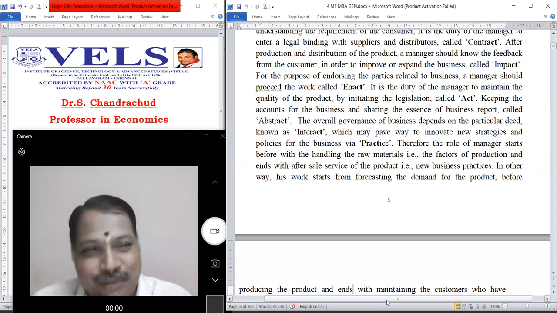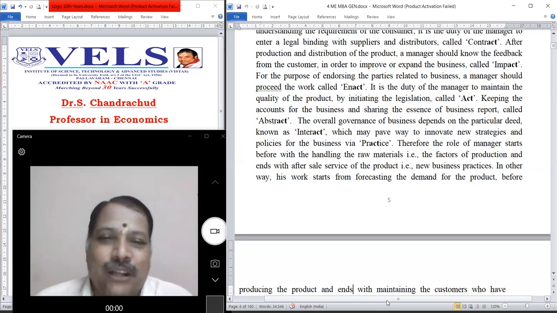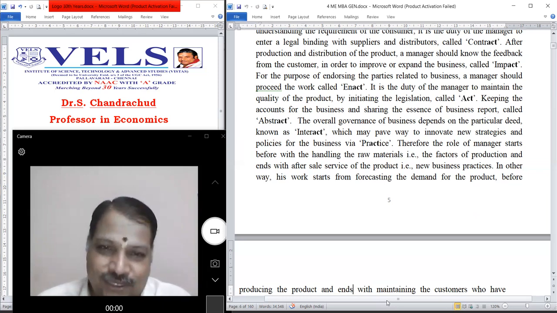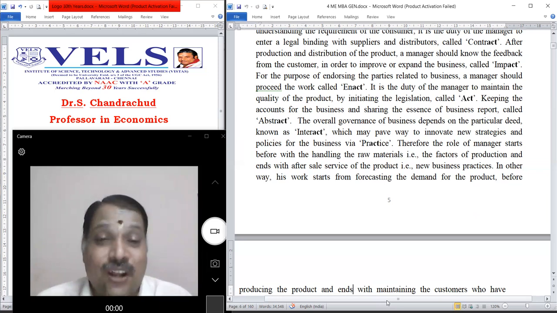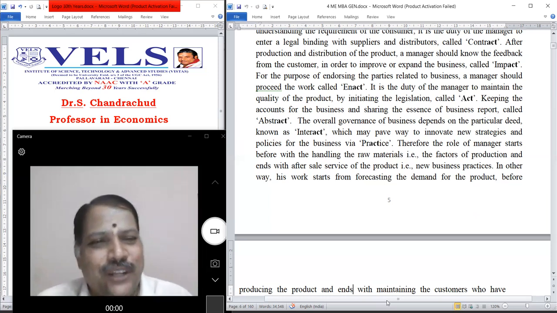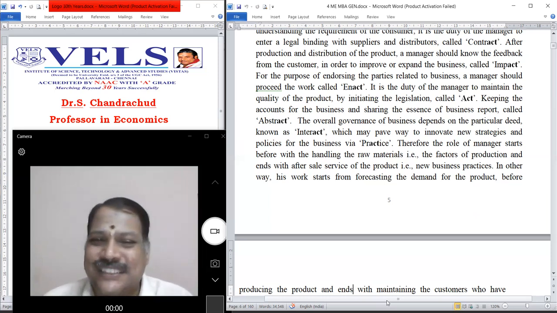It is a duty of the manager to maintain the quality of the product by initiating legislation, which is called act. Keeping the accounts for the business and sharing the essence of the business report is called abstract. The overall governance of business depends upon the particular deed, known as interact, which may pave the way for innovative new strategies and policies for the business, and is called practice.